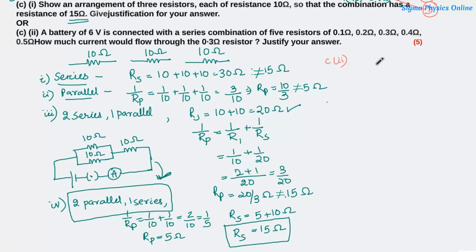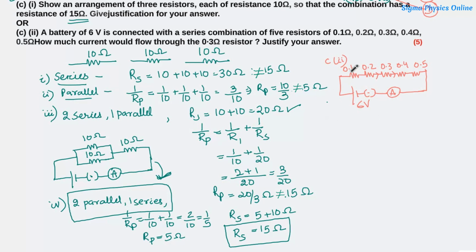It says a battery of 6 volt is connected in series with a combination of 5 resistors of these values. So how much current would flow through the 0.3 ohm resistor? So first let's draw the circuit diagram. So there are 5 resistors having values 0.1, 0.2, 0.3, 0.4 and 0.5 ohm, and these all are connected in series, and the potential difference of this circuit is 6 volt. We have to find out the value of current that is flowing through the third resistor, that is 0.3 ohm.